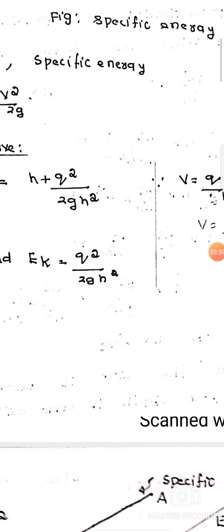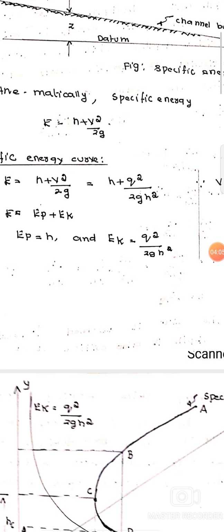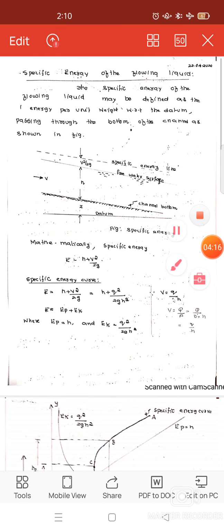So here we have h plus q square by 2g h square, written from h plus v square by 2g. Then Ep is h and Ek is q square by 2g h square. This formula should be remembered when you are asked particularly about the specific energy concept.